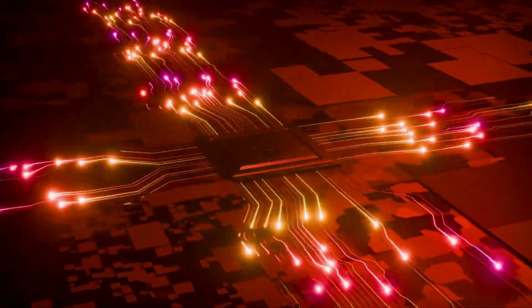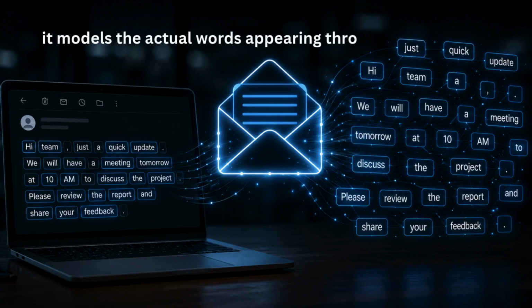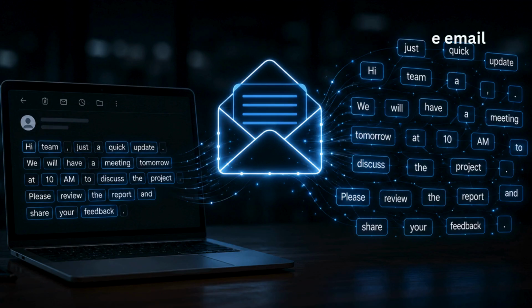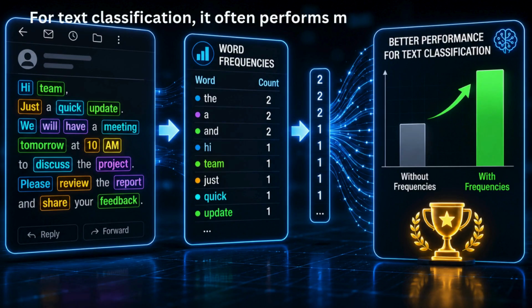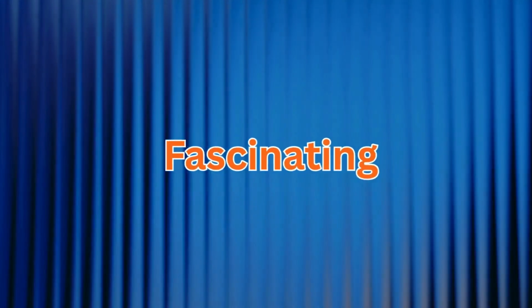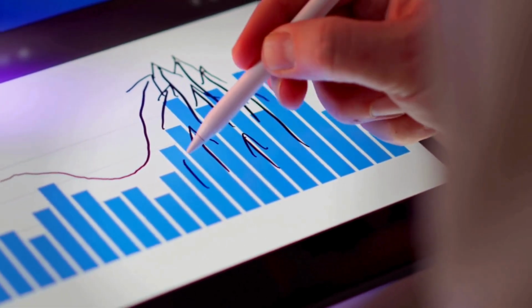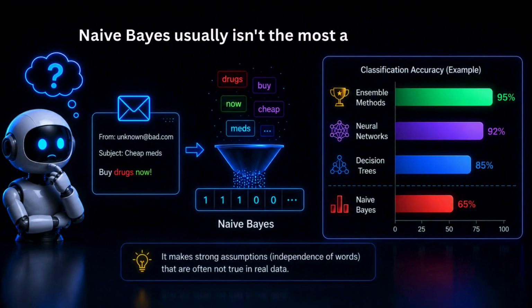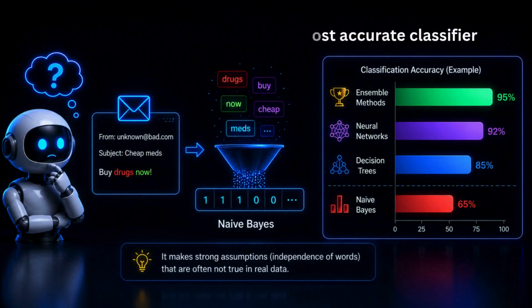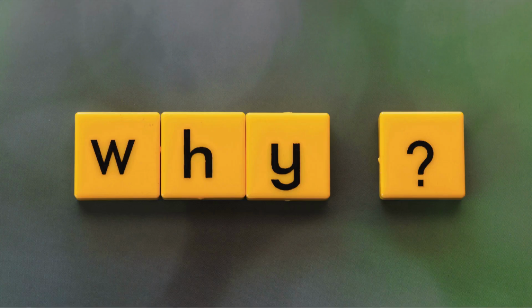So researchers developed the Multinomial Event Model. Instead of recording whether a word exists, it models the actual words appearing throughout the email. For text classification, it often performs much better because it preserves word frequencies. But here's something fascinating. Even after all these improvements, naive Bayes usually isn't the most accurate classifier. Algorithms like logistic regression often perform better. So why do people still use naive Bayes?